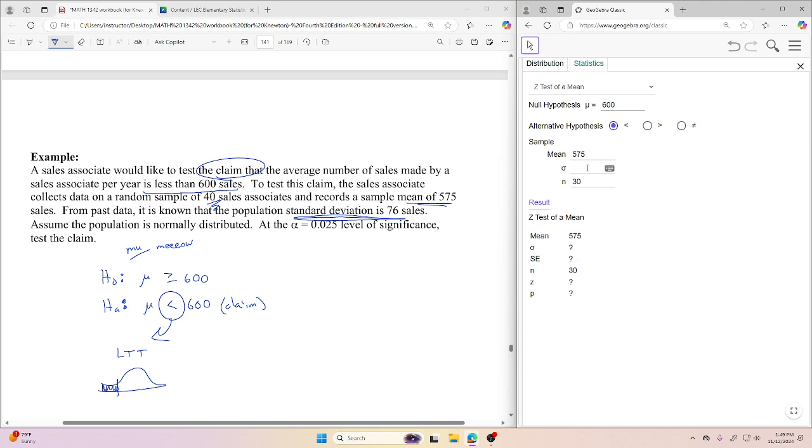575, my standard deviation. Awesome. N, N, 40. Awesome. There we go. We got all our numbers. And you can see the p-value. P-value. That's important for us.